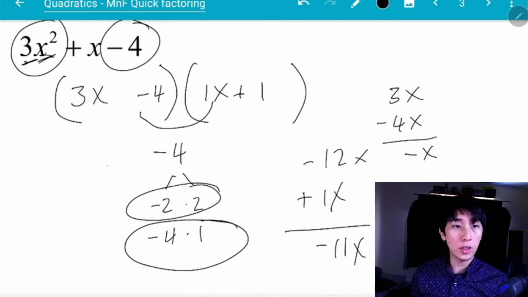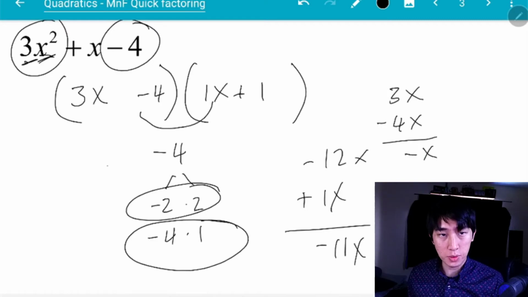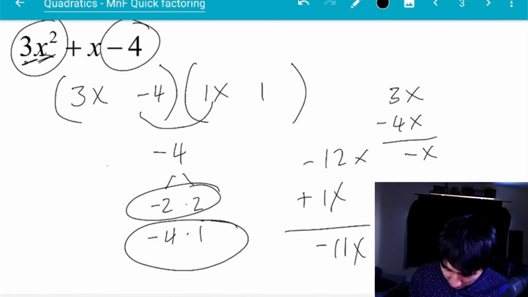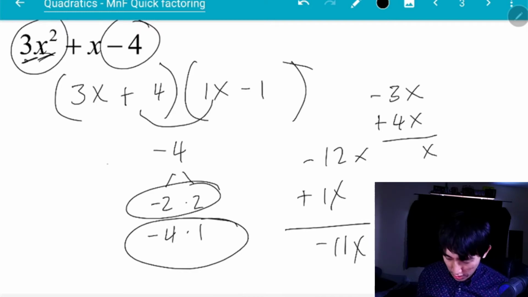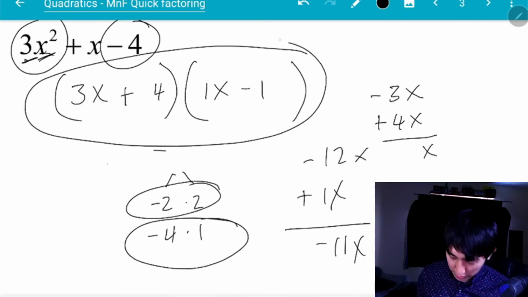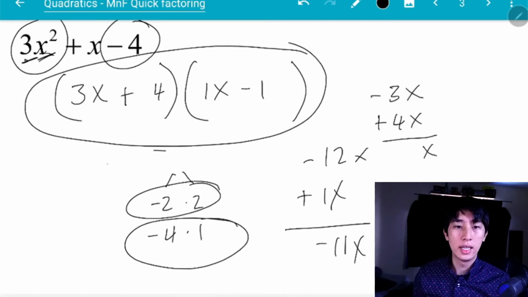That's super, super close, but it's not quite the positive x we want. So what if instead we just switch around this positive and this negative? So now we have negative 3x and positive x, and that gives me the x we want, which means this is our final answer. Our final answer is 3x plus 4 times x minus 1.